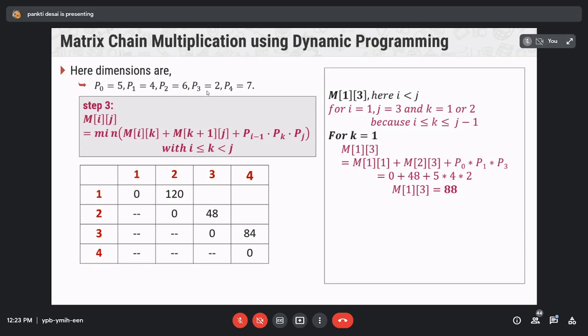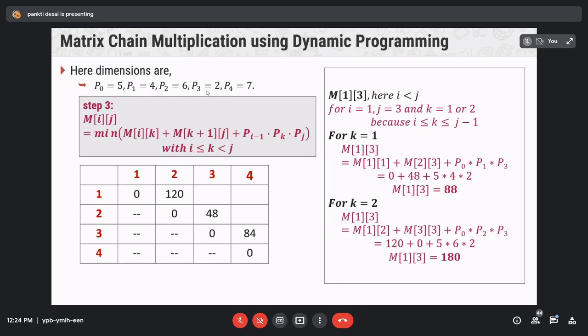Now find the same value, M13, for k is equal to 2. Because we have to find the Mij value for all the values of k, and the minimum out of these will be the final answer for Mij. So for k is equal to 2, in the same way M13 is equal to M12 plus M(2+1), that is M3, and the value of j is 3, plus P0 into P2 into P3. So this will be the answer, that is 180. So which is minimum? 88. So write down 88 into M13.